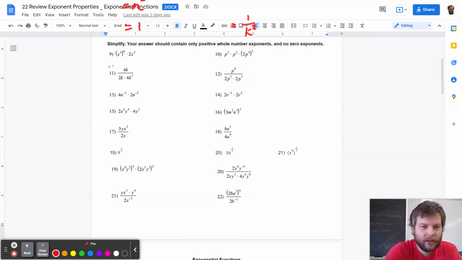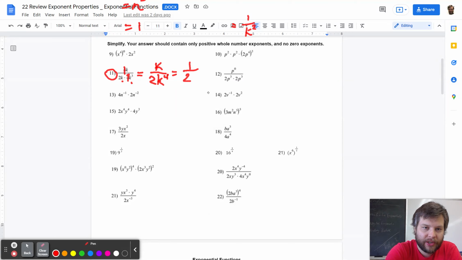Let's try number 11. I'm just looking for things that are the same. I see a 4 on top and a 4 on the bottom, so I can cross those off. And then I'm just counting up how many k's there are. There's one of the k's on top. On the bottom, I've got a 2k to the fourth. Why do I have k to the fourth? Because there's a k right here, and there's 3 more right there. 1 plus 3.